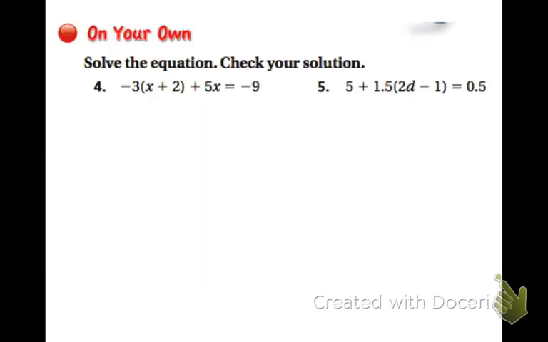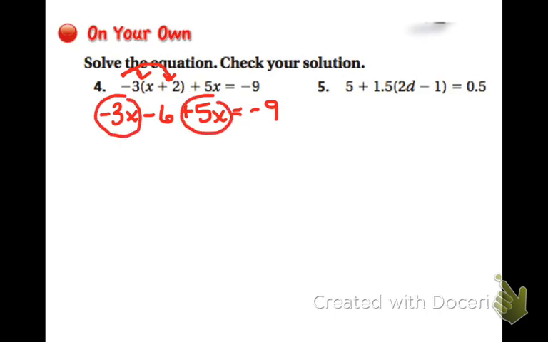So let's give these a try. In the first one, I want to distribute the negative 3. So I'll get negative 3x minus 6 plus 5x equals negative 9. I will be combining the like terms of negative 3x and 5x, which is a positive 2x, minus 6 equal to negative 9. So I will add 6 to both sides.